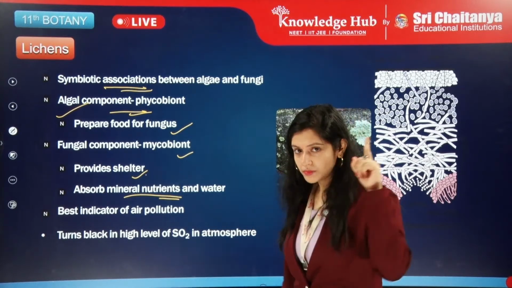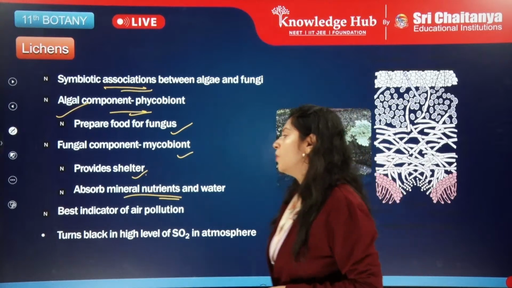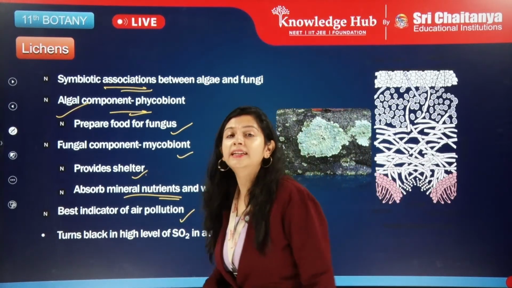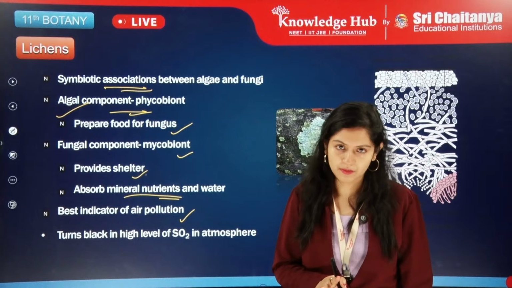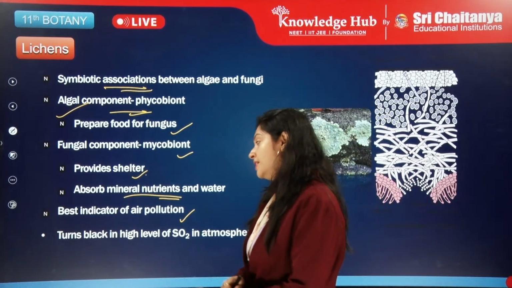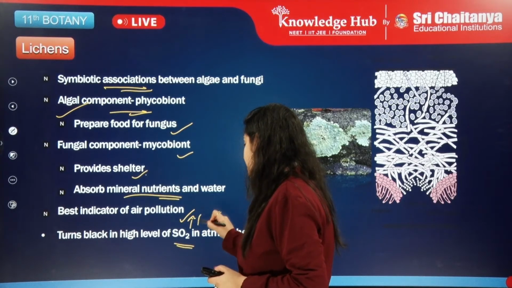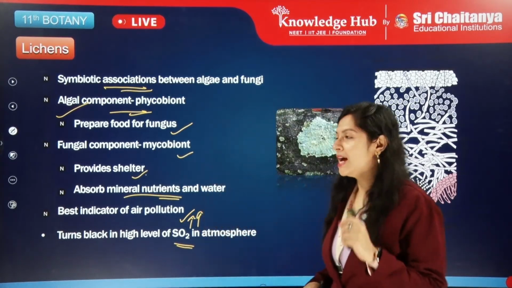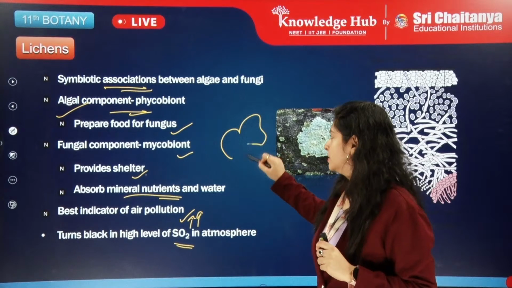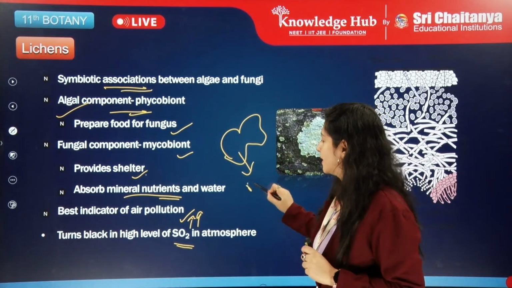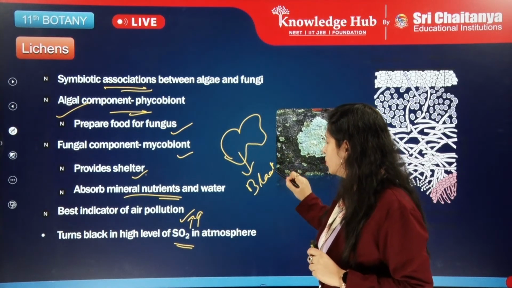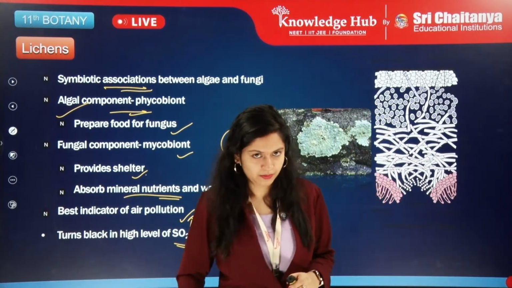And the next thing, very important, is that it is the best indicator for air pollution. If the SO2 level is much higher in the atmosphere, then if you keep a lichen, it is prone to turn black in the presence of SO2.